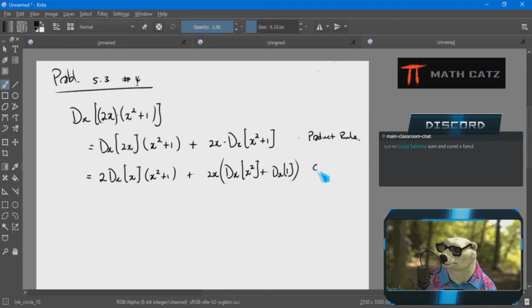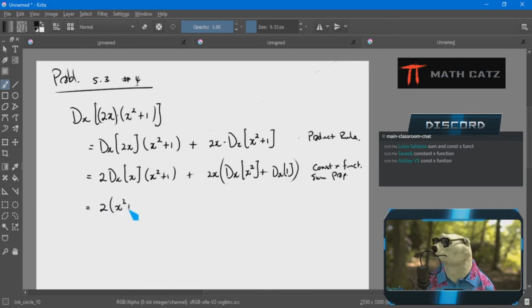Constant times a function for the first one. Constant times a function. And I've used the sum property. Squeeze them in. Okay. Then I'll just do it all. I'll just write it down and you think about what I've done. Not doing too much, but I am doing maybe a couple of steps like that.